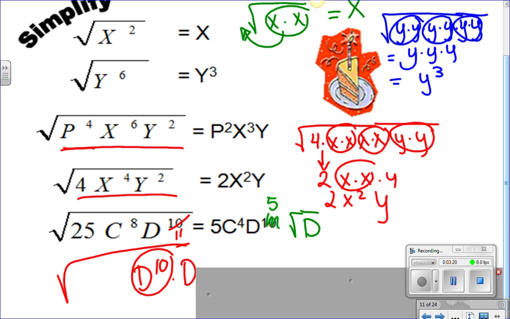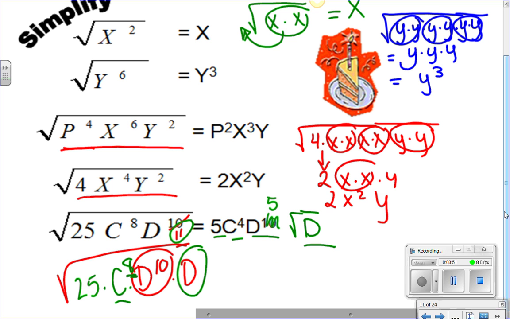Okay, so that square root of 25 became 5. The square root of c to the 8th is c to the 4th, because that's an even power. We just divide the power by 2. D to the 10th becomes d to the 5th, and then inside the radical we've still got this d left over because we had an odd numbered power to start with. And it works the same with numbers.